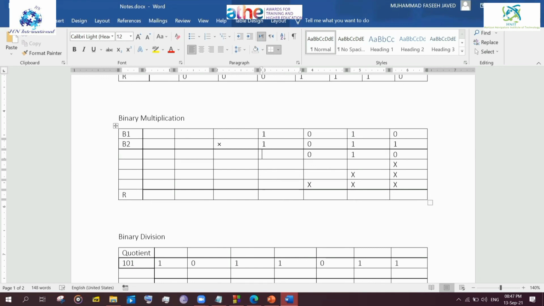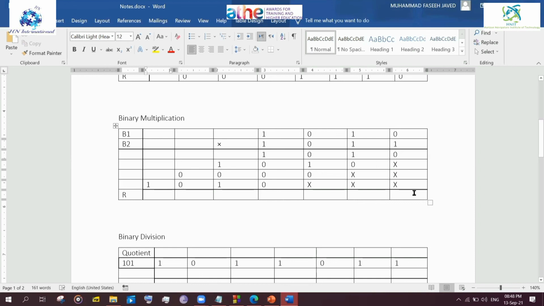0 here and 1 here. Now the next number is also 1. We are multiplying this one with all of the binary numbers. So we get 0, 1, 0, and 1. Now next is 0. What would be the answer multiplying with 0? All of the zeros. Again, we have the same number as we are multiplying it with 1.